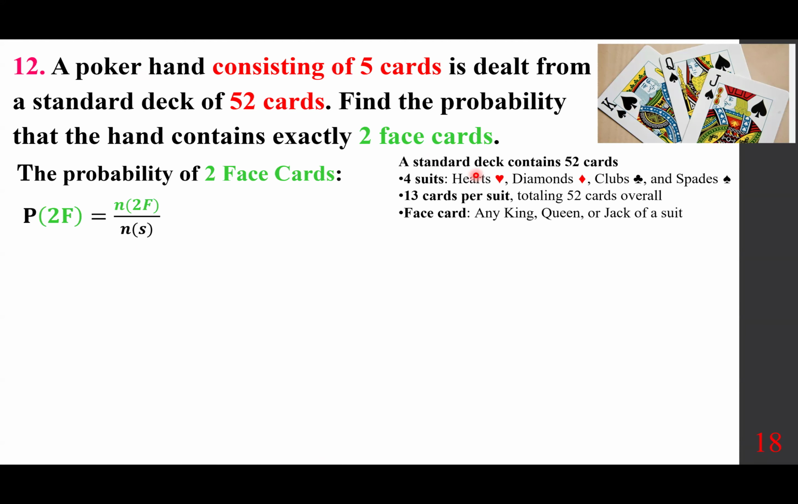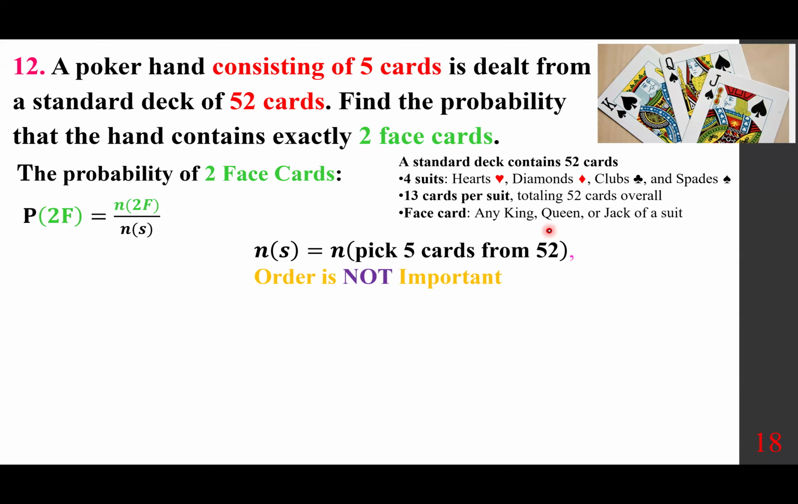A standard deck contains 52 cards, 4 suits: hearts, diamonds, clubs, and spades, 13 cards per suit, totaling 52 cards overall. Face cards are any king, queen, or jack of a suit. So having said that, first n of s. N of pick 5 cards from 52. So combination of 52 choose 5, which is 52 factorial over 5 factorial times 52 minus 5 factorial. That's very straightforward.